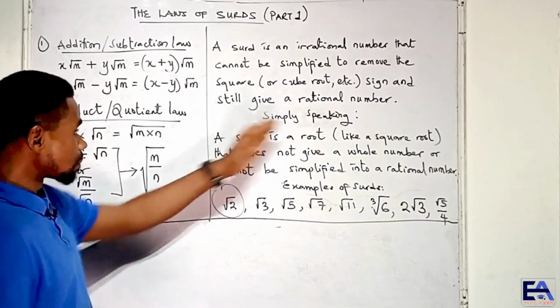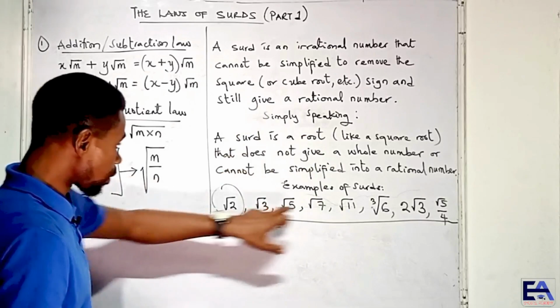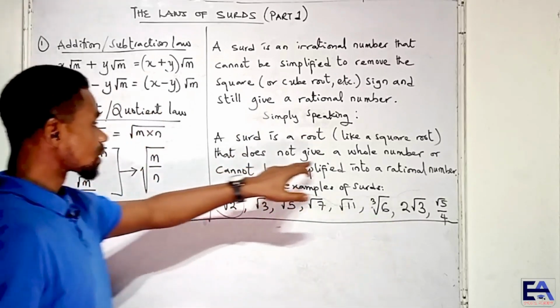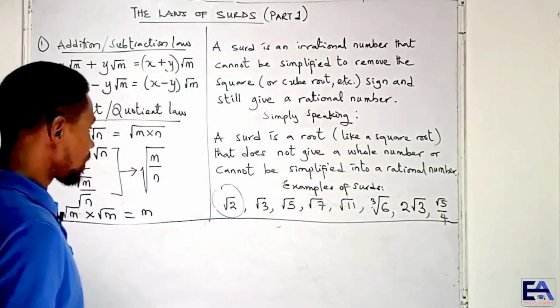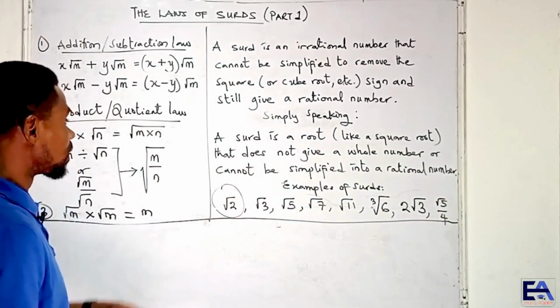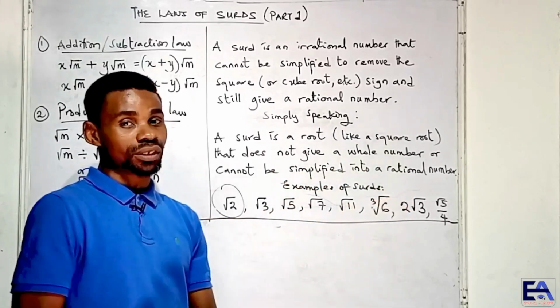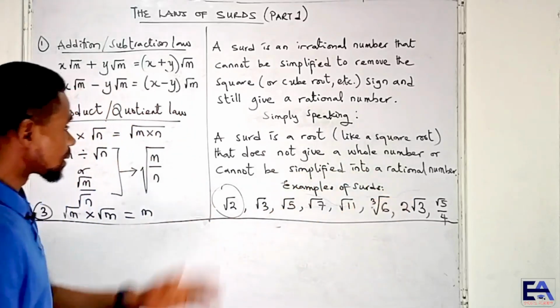So then, simply speaking, a surd is a root, like all these roots that you have in here, that does not give a whole number. Unlike the root of 25, that will give you 5 as the answer. It's a root that cannot give a whole number and that cannot be simplified into a rational number. So that is that.